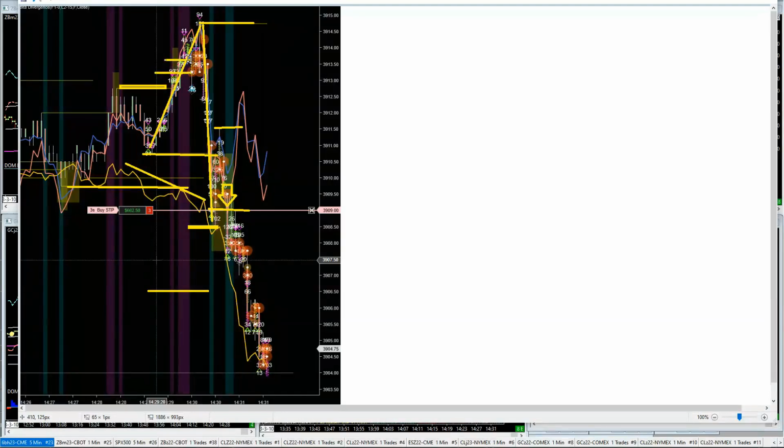Did you sell it here? Or did you sell it as it started to sell back off? Well, it's still a bullish structure at that stage. Still a bullish structure. So you still have that problem child brewing in the background, aren't you?